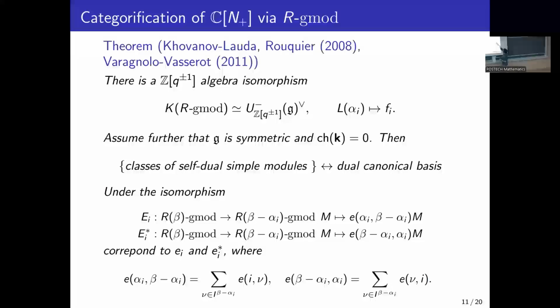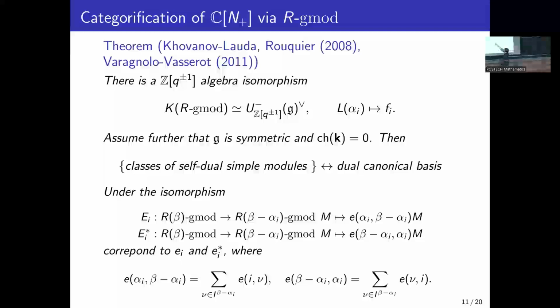So actually, this is not enough to describe this isomorphism. But anyway, the simple module I showed you before, this is a one-dimensional simple module of the polynomial ring, the very simple one, corresponds to the so-called Chevalley generators of the quantum group. And assume further that our Lie algebra g is of symmetric type, and the characteristic of the base field is equal to zero. Then the classes of self-dual simple modules correspond to the so-called dual canonical basis of the quantum group, the distinguished basis defined by Lusztig and Kashiwara independently.